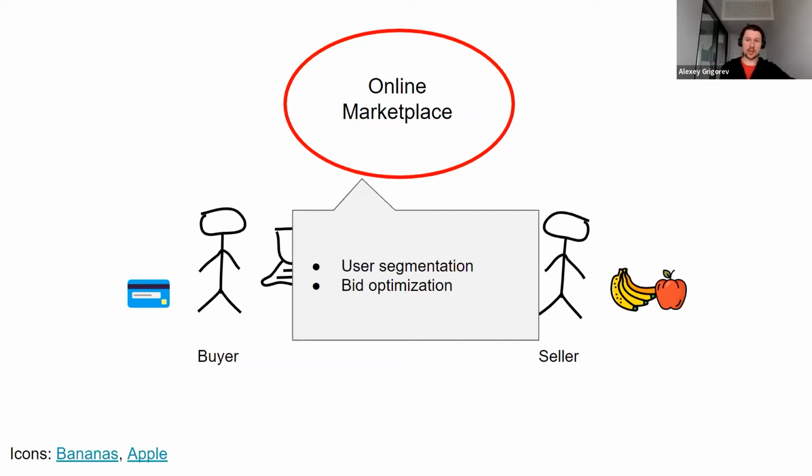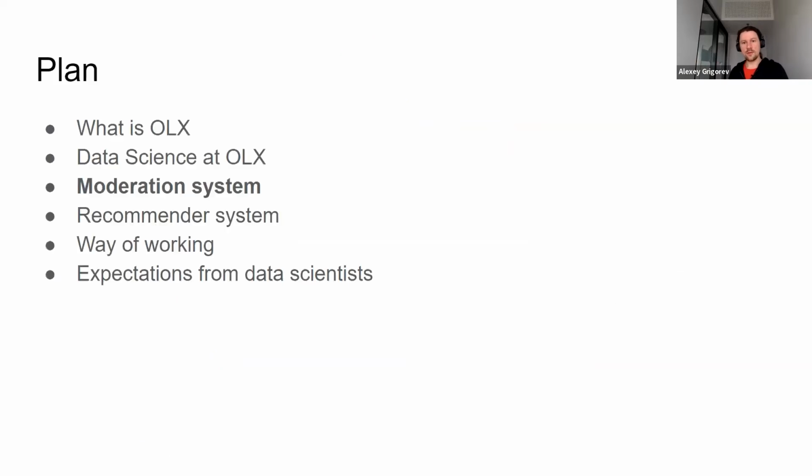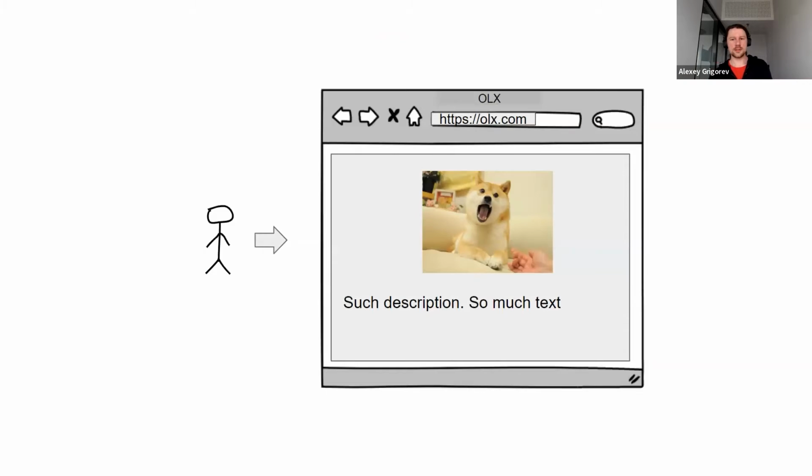I will not go into details on this particular topic, but I want to cover two topics. One topic I want to cover in more detail is the moderation system, and another one is our recommender system. So let's start with the moderation system. Imagine a seller wants to create a piece of content, or in our case, they want to create a listing, right?